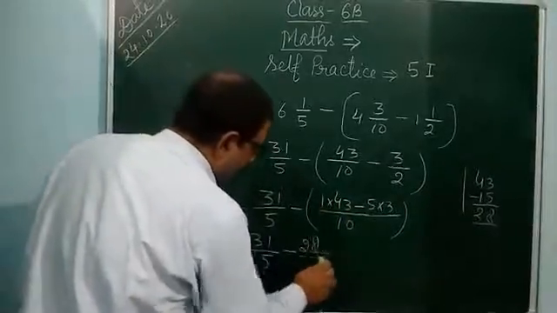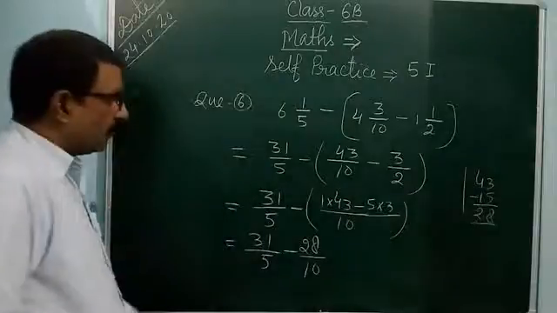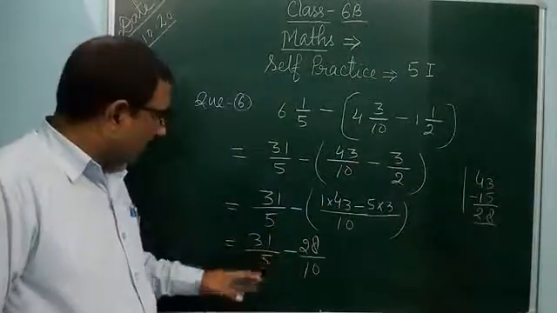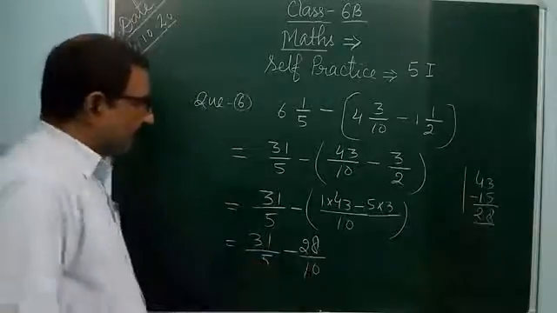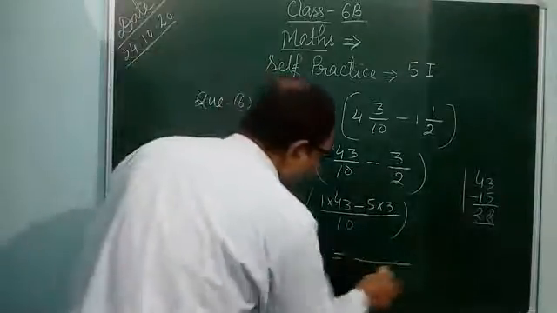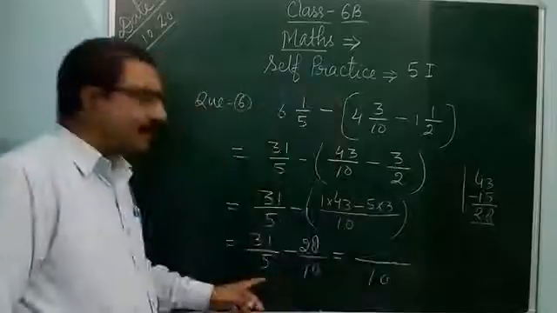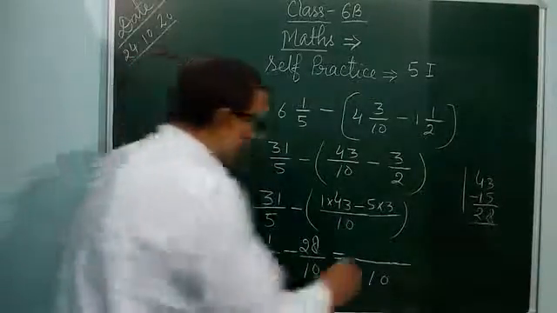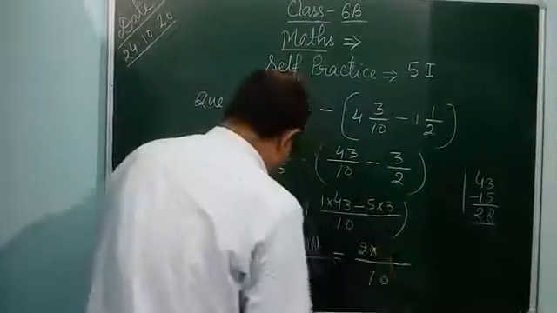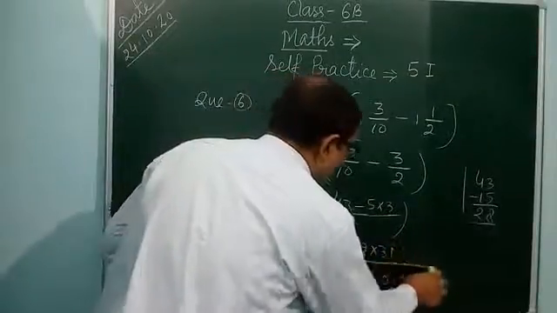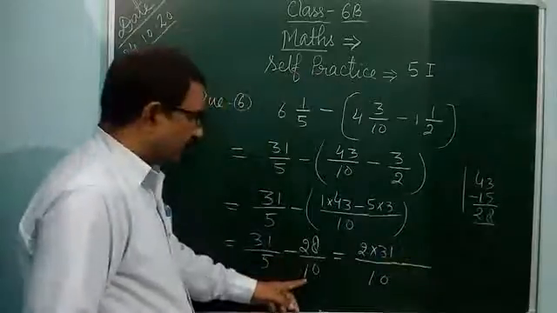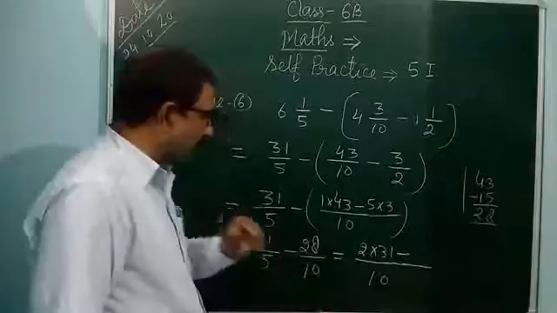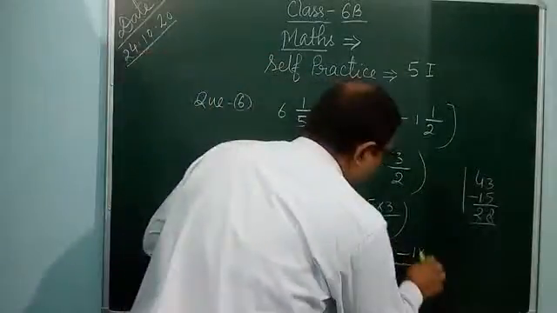Now after solving the bracket you have 28 by 10. So you find out again LCM of 5 and 10. LCM of 5 and 10 is 10. After that, you divide this 10 by 5, 2 will come. Again 2 multiply by 31 and 10 you apply minus. After that 10 divided by 10, 1 will come. So 1 multiplied by 28.